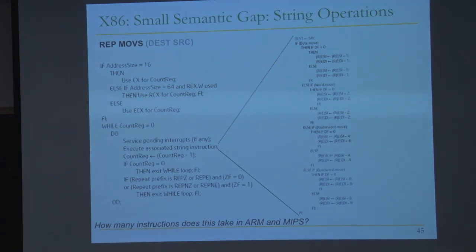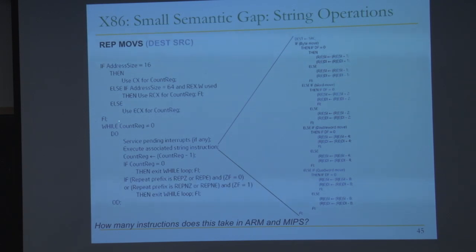This is from the x86 manual. And this is not the complete thing. This has a lot of abstractions away. But the x86 has all of these clues. Your address size could be 16. Your address size could be 32. If the address size is 16, you use CX for the count register, and so on. But basically, you can use ECX for your count register.